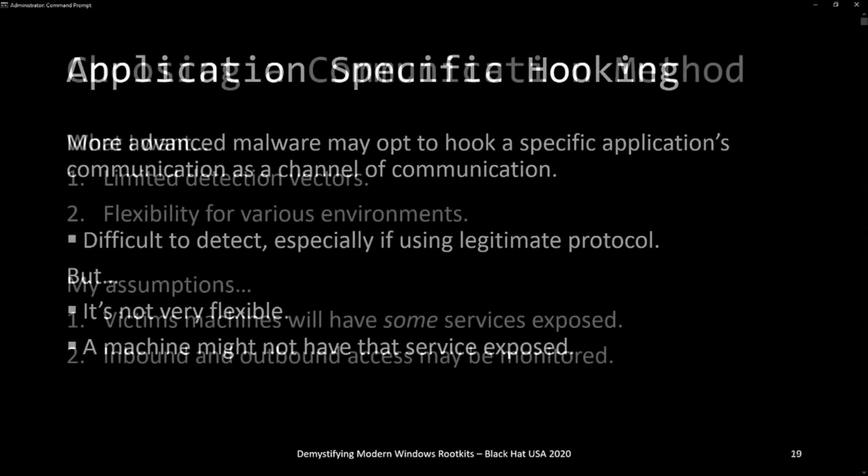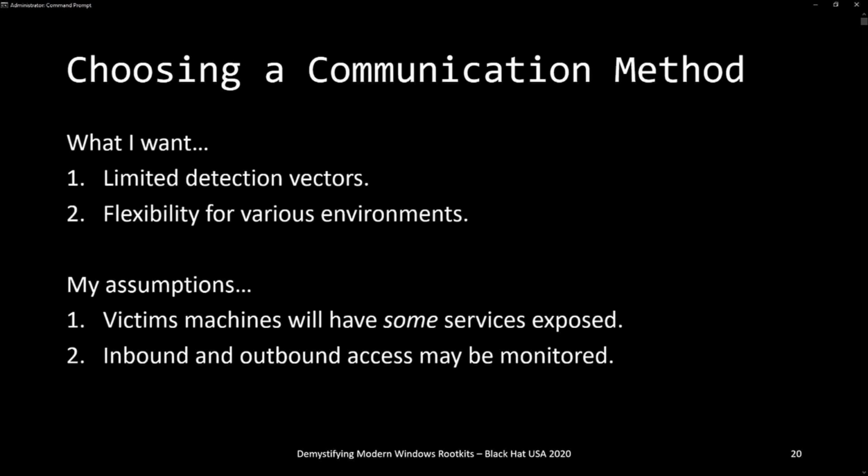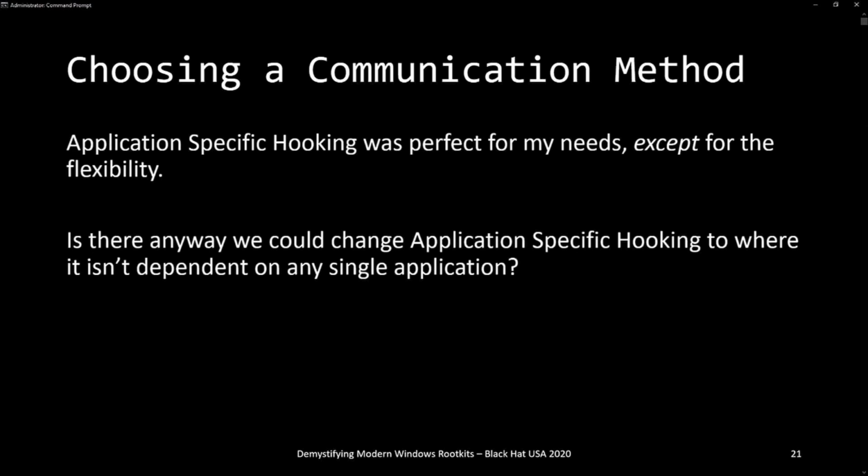So what I wanted was a method that had limited detection vectors and flexibility for a variety of environments. My assumptions were that victim machines will have some services exposed, which is especially true for corporate environments, and that inbound and outbound access may be monitored as well. So application-specific hooking was perfect for my needs, except for the flexibility. Is there any way we can change application-specific hooking so that it isn't dependent on any single application?